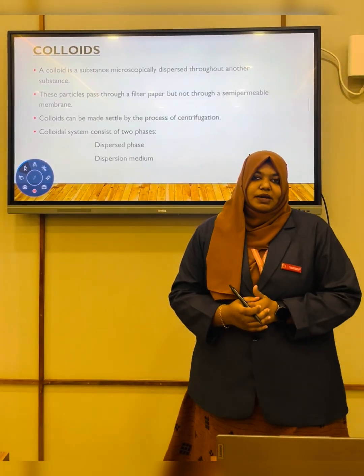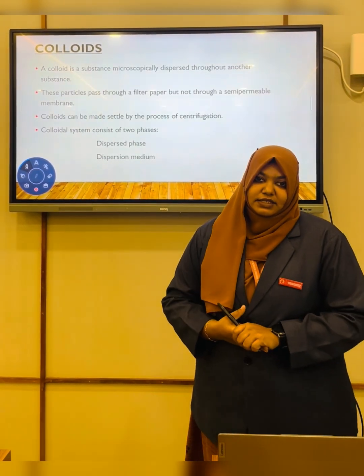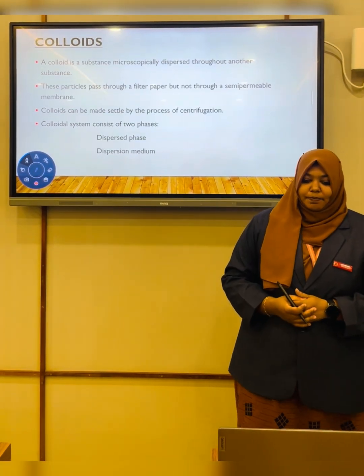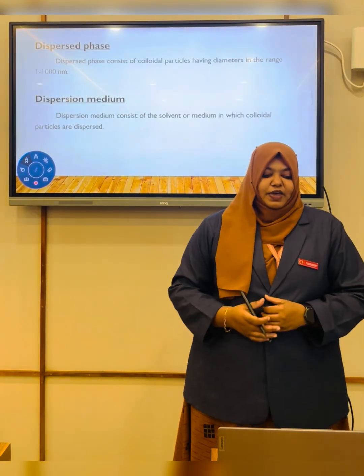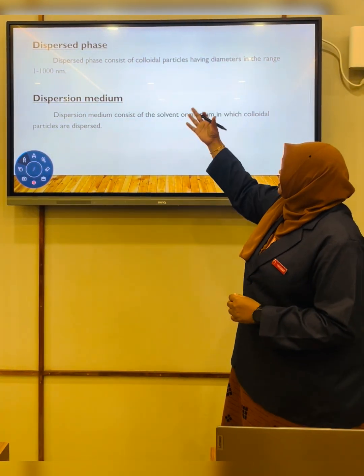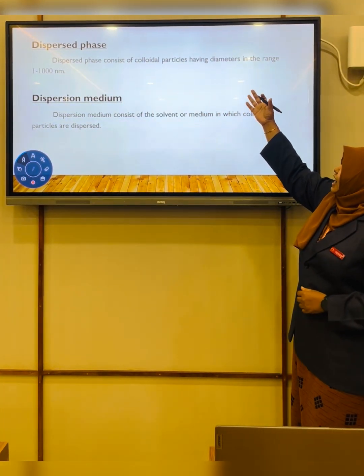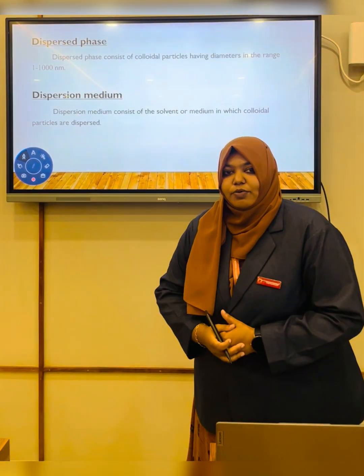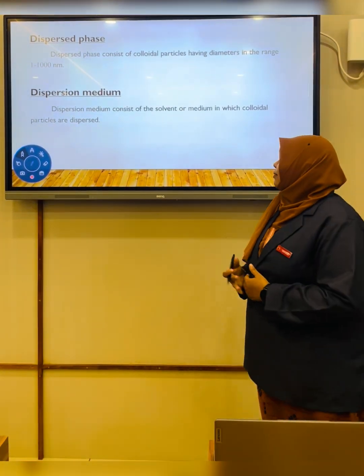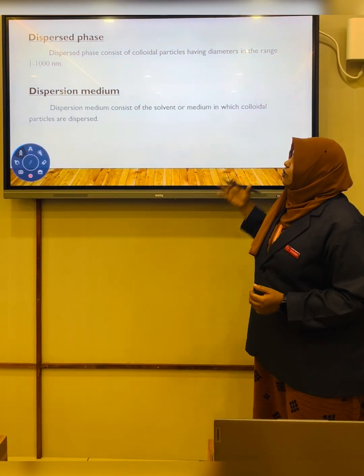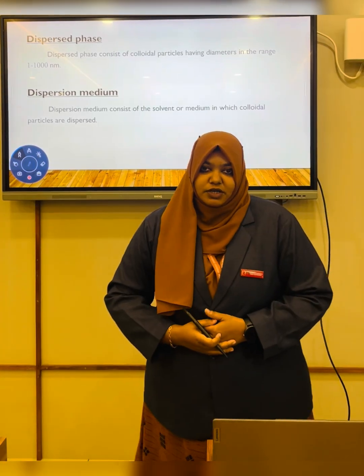A colloidal system consists of two phases. They are the dispersed phase and the dispersion medium. What is the dispersed phase and what is the dispersion medium? The dispersed phase consists of colloidal particles having diameters in the range 1 nanometer to 1000 nanometers. The dispersion medium consists of a solvent or a medium in which colloidal particles are dispersed.